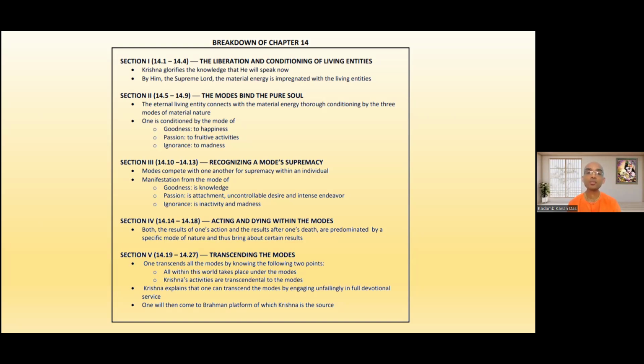And the last section, the last 8-10 shlokas, discusses how to transcend these modes. So this is the brief summary of this entire chapter. So 5 sections are there. Let's come to the first section of this chapter, that is 14.1.